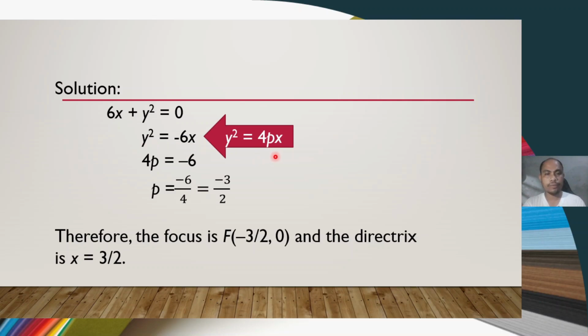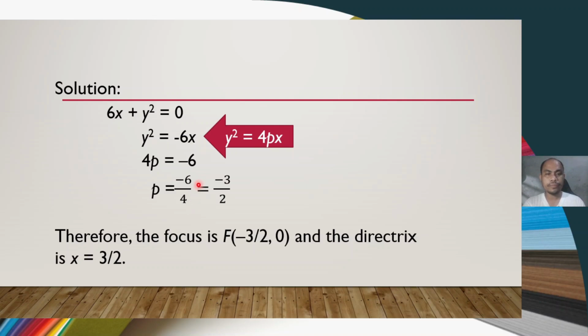Then, we're gonna solve for the value p by identifying what is the 4p. 4p here, which is the negative 6. Now, yung nakadikit sa x, automatic yun ang value ng ating 4p. So, 4p equals to negative 6. And then, divide both sides by positive 4. So, our result now, p is equals to negative 6 over 4.